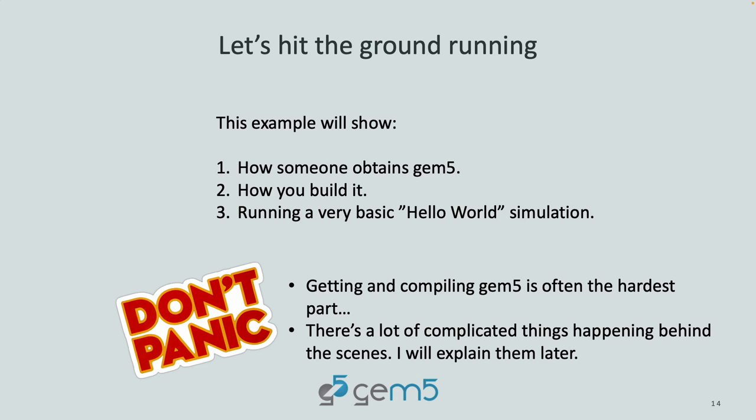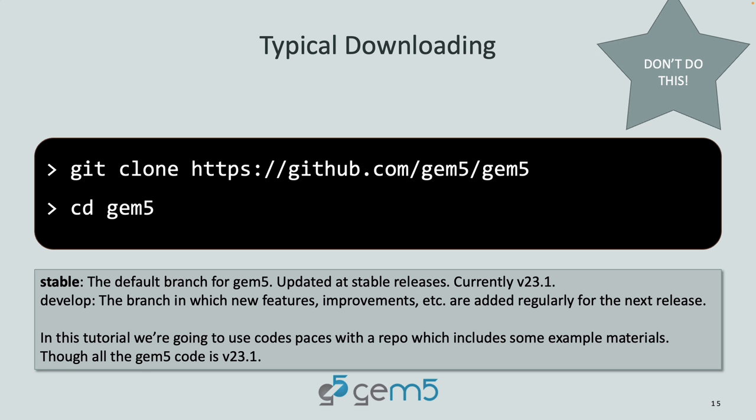And don't panic. Ignore this slide slightly, as in, don't do what it says. I'm just telling you how this would be your normal flow, but we're not going to do this because we're going to use GitHub Codespaces as a setup for us. You would simply git clone it from our Git repo and then go into the repository. By default, the stable branch is checked out, and that'll be the latest version of gem5.